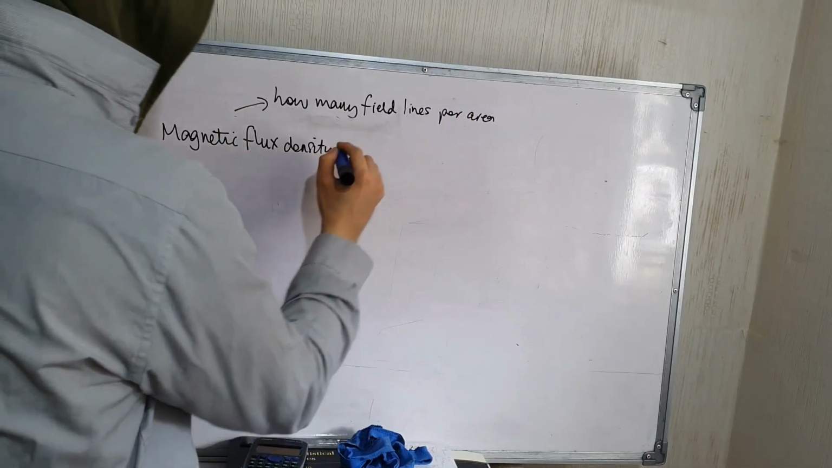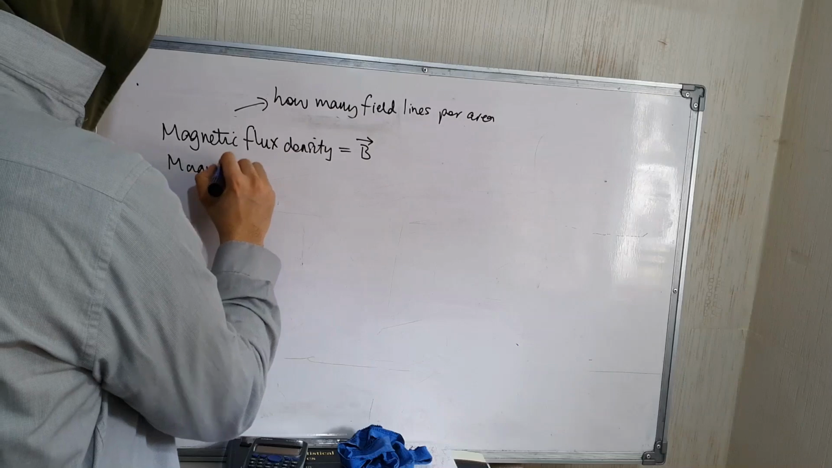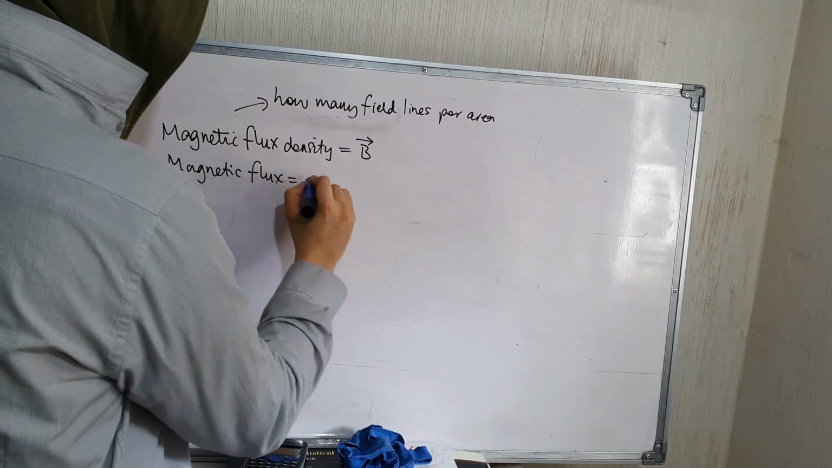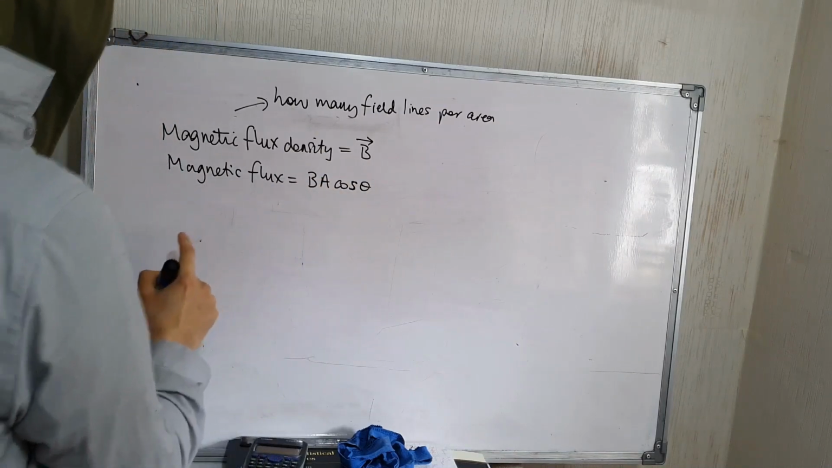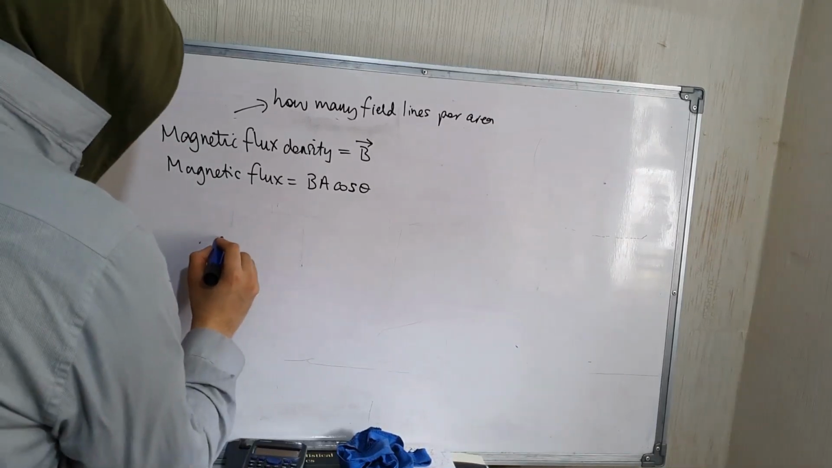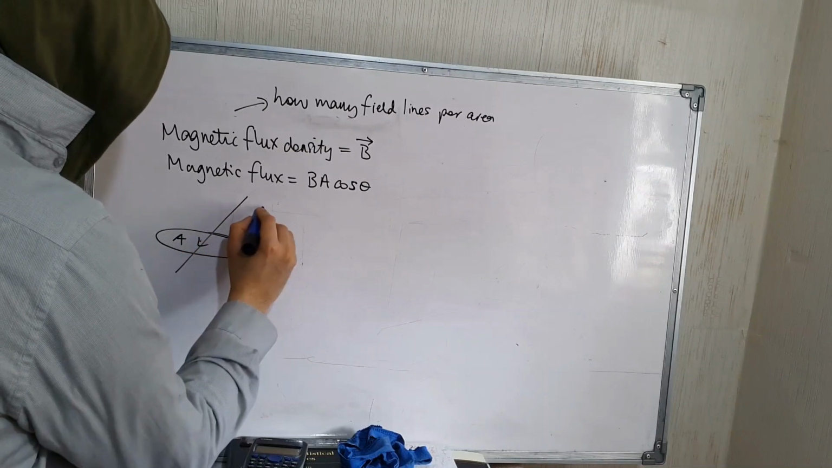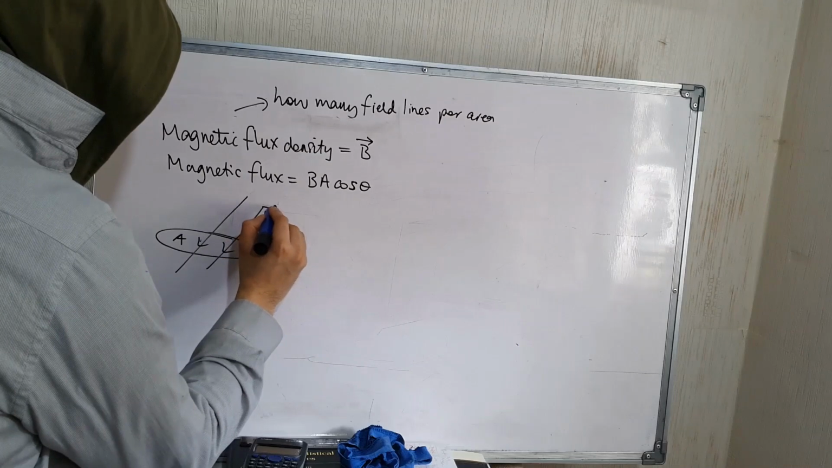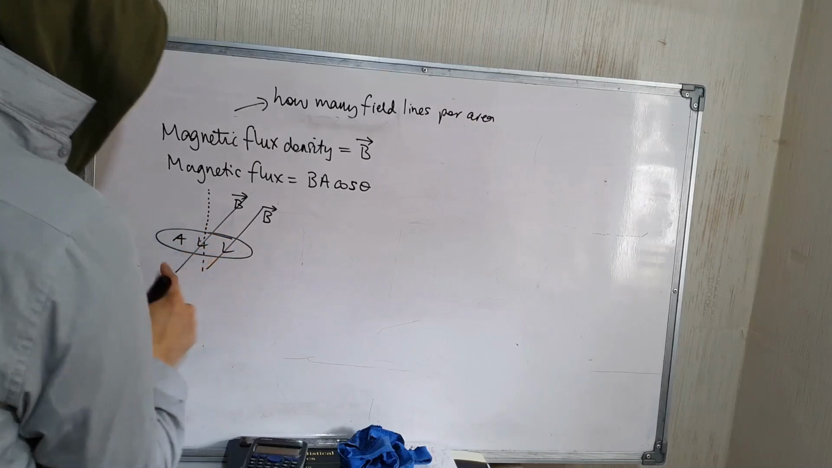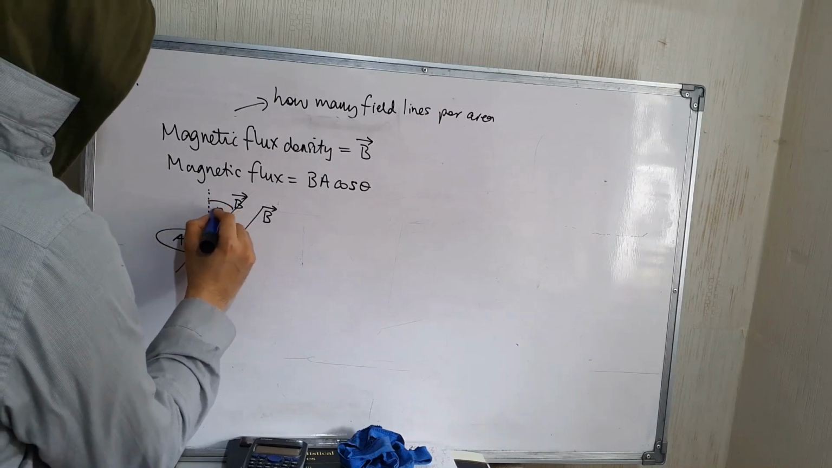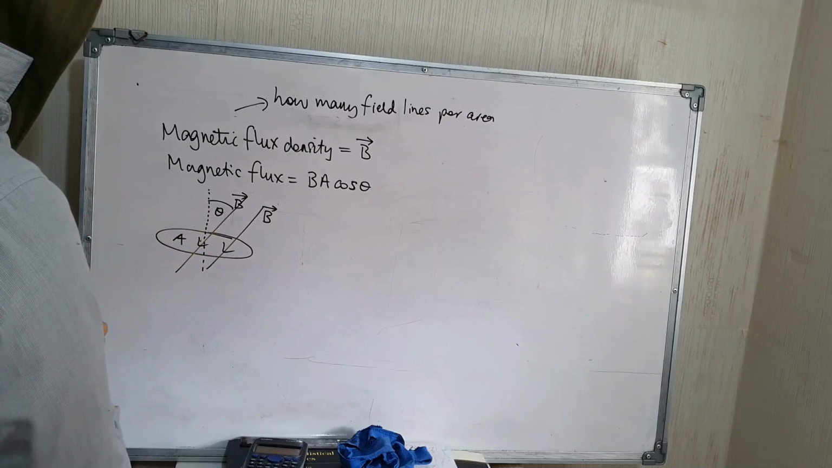Okay, so the magnetic flux density has a symbol B, and magnetic flux is equal to B times A times cos theta. Now, if we just draw a quick diagram, let's say you have a surface area A, and you've got the magnetic field coming in this way. Theta is the angle between the normal to the surface and the magnetic field.